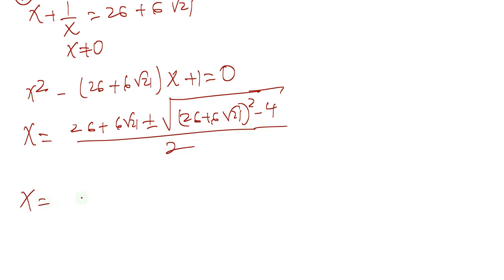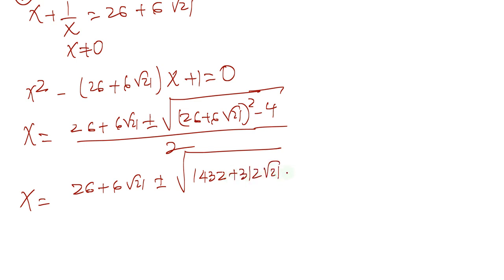So our x then is going to be equal to 26 plus 6 square root of 21 plus or minus. Simplifying these terms here, we're going to have this one here to the power of 2 is 1432 plus 3112 square root of 21, right?